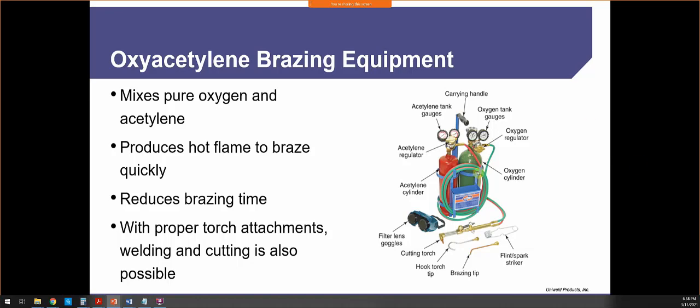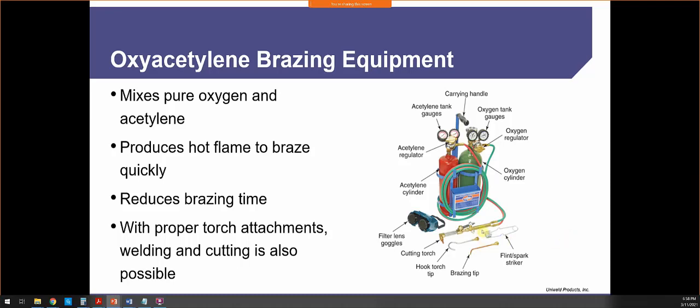We've got the regulator on both the oxygen and the acetylene bottles. The regulator is going to reduce the pressure inside the bottle to a manageable amount for us. These bottles can be filled up to 2,000, 3,000 psi, so we have to regulate the amount of pressure of the gas coming out. We've got a little carrying handle so we can carry both these cylinders. We've got our goggles. You should wear some type of eye protection because that flame can get pretty darn bright.